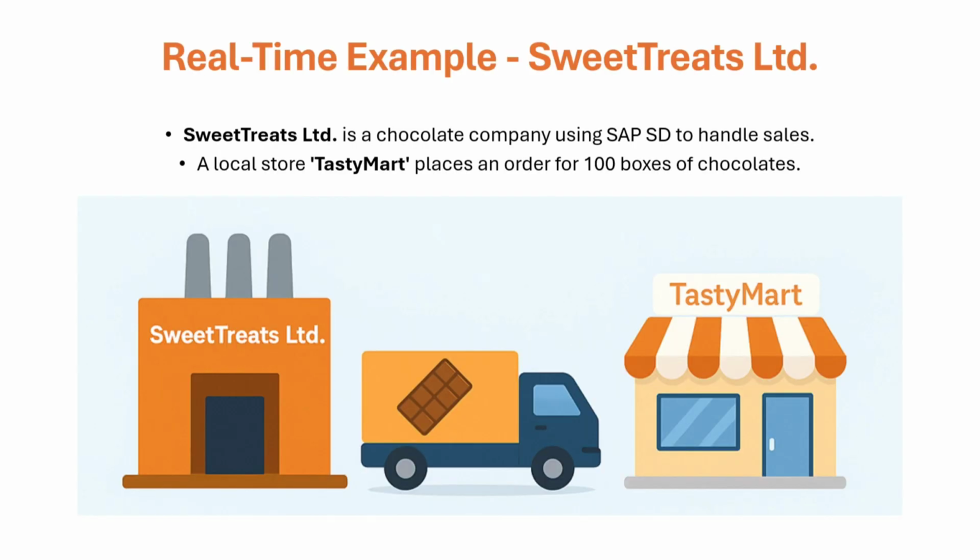Now let's look at a real-time example. Here, SweetTreats Ltd is a chocolate company. A local store called TastyMart places an order for 100 boxes of chocolates. We'll see how each step of this process is managed by SAP SD.